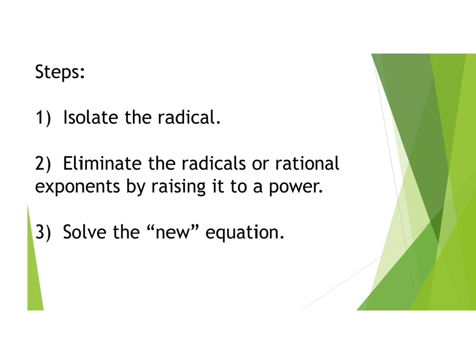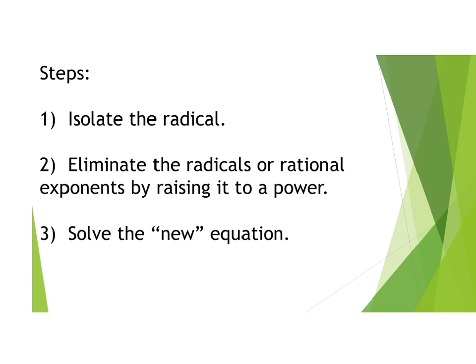So we have three steps. The first step is to isolate the radical, which just means get it by itself. The second step is to eliminate the radical or rational exponent by raising it to some power, and then after we do that, it will look like an equation that we know how to solve.